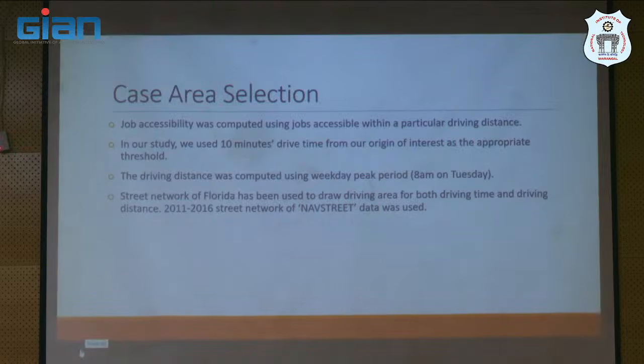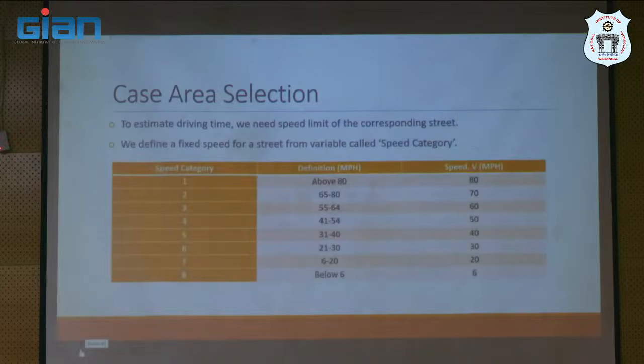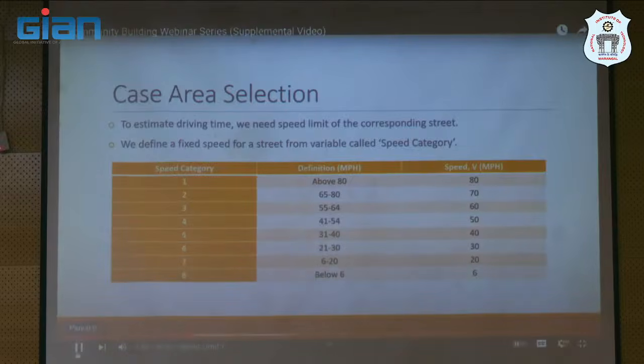We use the 10 minute runtime for our object device as the aggregate threshold. The driving distance was computed using the day period, and it was considered 8 a.m. on Wednesday. The state network of Korea has been used to draw driving area for both driving time and distance. The state network data was used. So, to estimate the driving time, we use the state network.